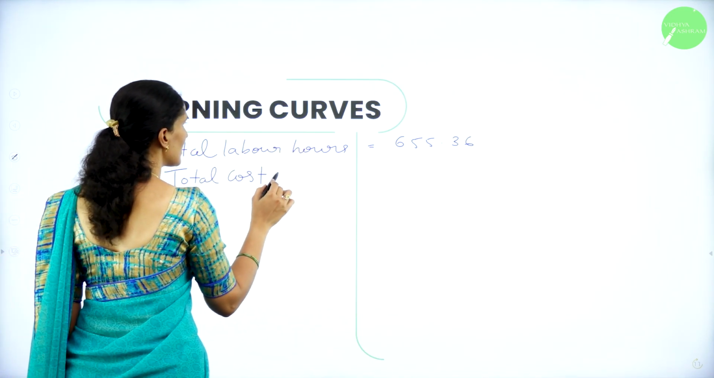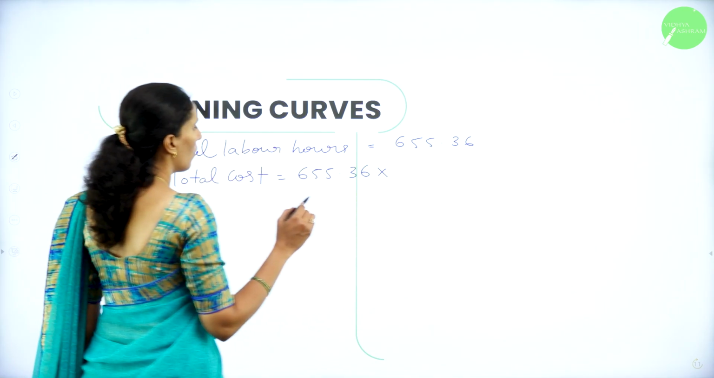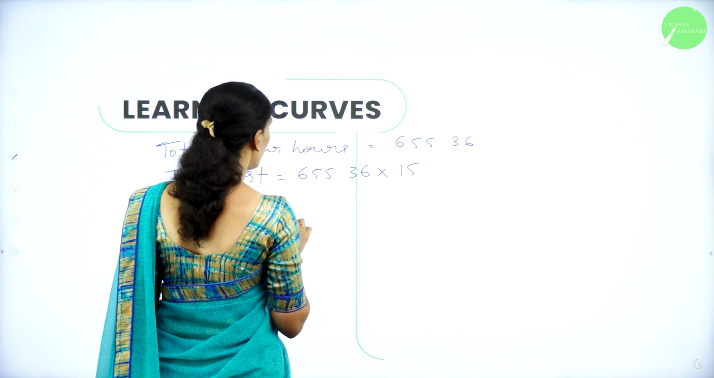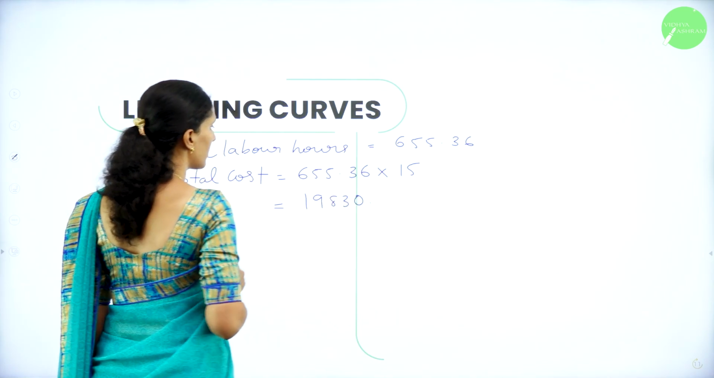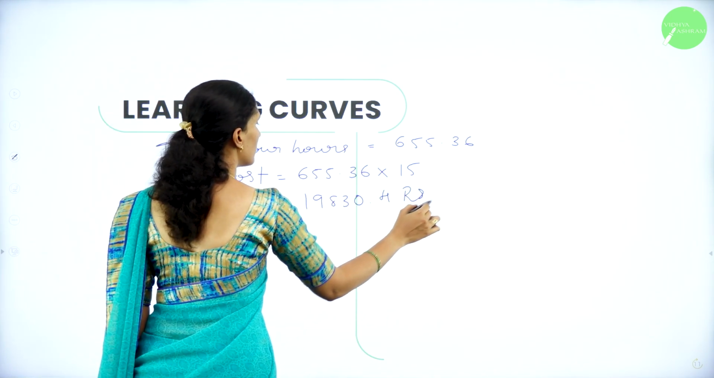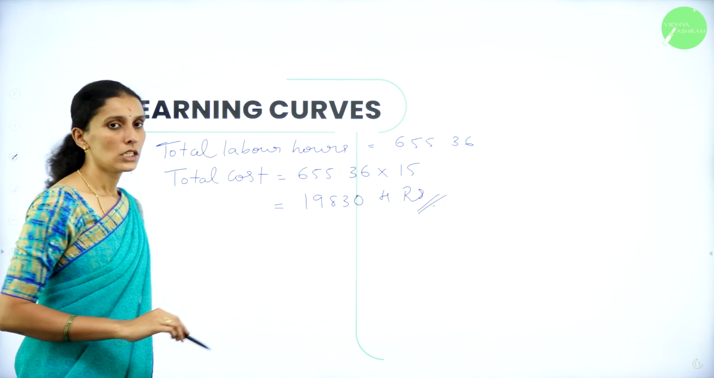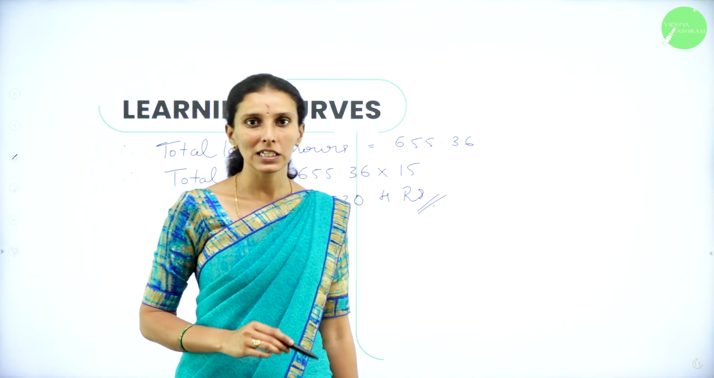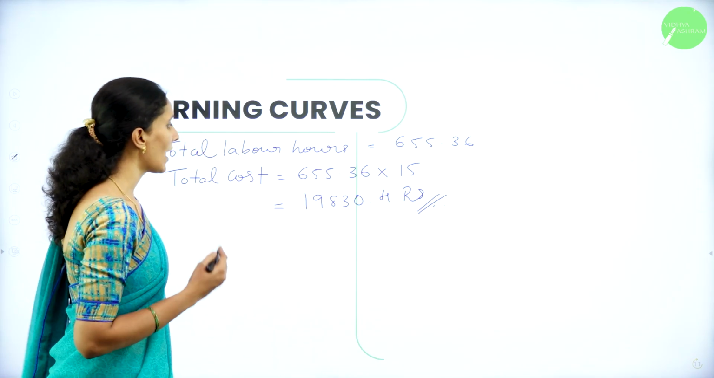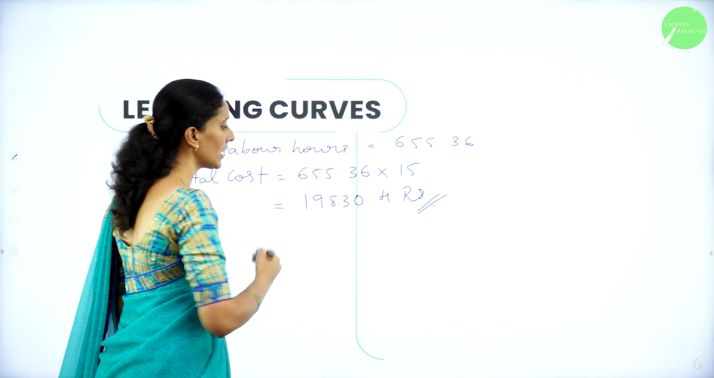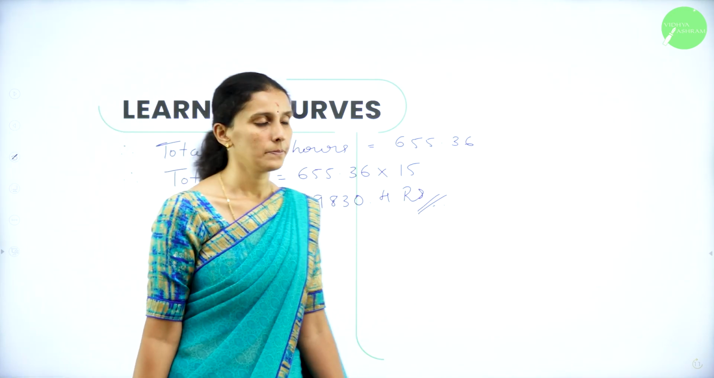Now, total cost. So, total cost is equal to 655.36 into, what is the cost given? 15. So, 15 into this, 9,830.4 rupees. So, this is the total cost required to manufacture 16 lots, that is 160 engines. So, total cost required to produce 160 units is 9,830.4 rupees.